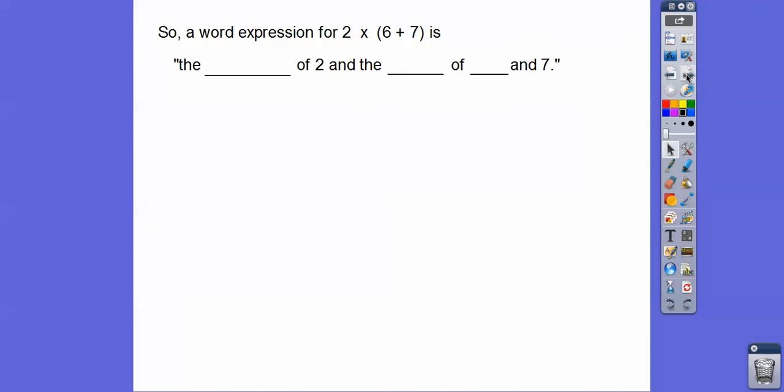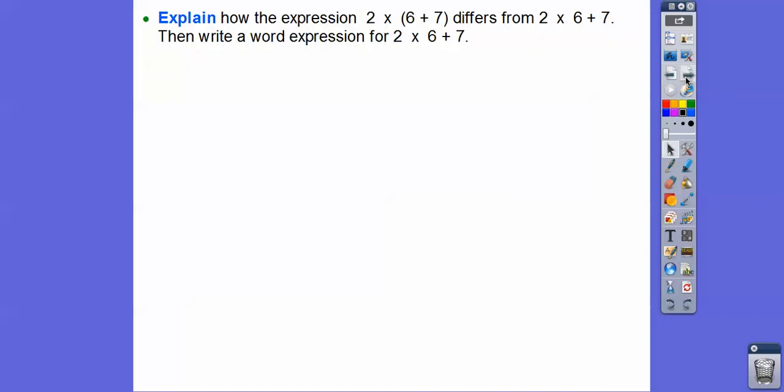Okay, so a word expression for 2 times the quantity 6 plus 7 is, okay, what's the magic word for multiplication? Well, it's product. Okay, so the product of 2 and the sum of 6 and 7. Okay, so the product of 2 and the sum of 6 and 7. Okay, kind of tricky, but you'll get the hang of it.